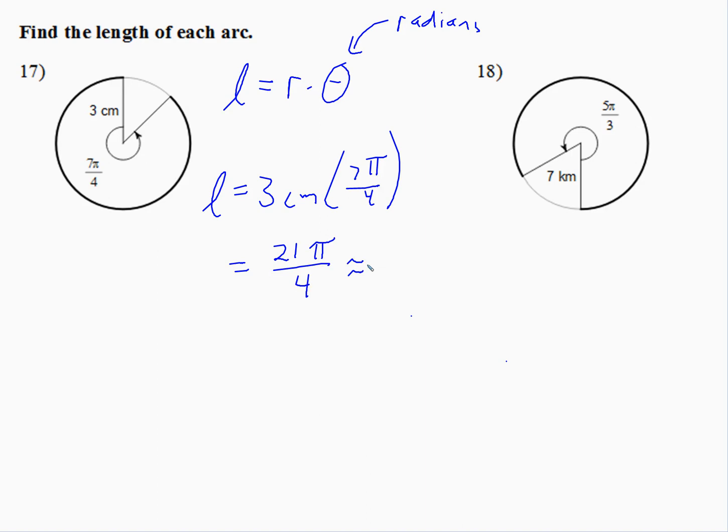And the same idea here. Number 18 would be the same, except that you would use 5 pi over 3 and 7 for the radius and angle in radians. So this angle must be in radians. And that's it. That's how you do that worksheet. Hopefully that helps you out.